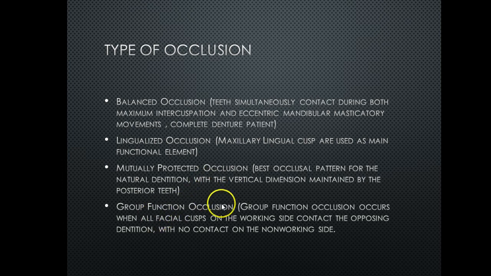Group function occlusion occurs when all the facial cusps on the working side contact the opposing dentition with no contact on the non-working side. The reason it matters is because you want to have atraumatic and axial loading on your implant.